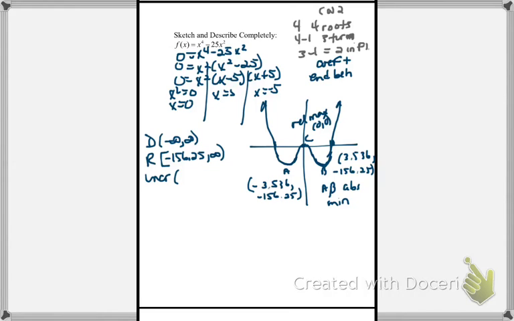We can do your increasing from here. You're increasing from point A to point C. So from negative 3.536 to 0, you're increasing. And then you're increasing from point B to infinity. So from 3.536 to infinity. You're decreasing from negative infinity to point A. Use your x values. And you're decreasing from point C to point B.